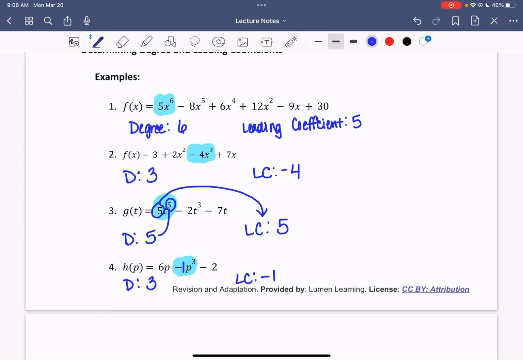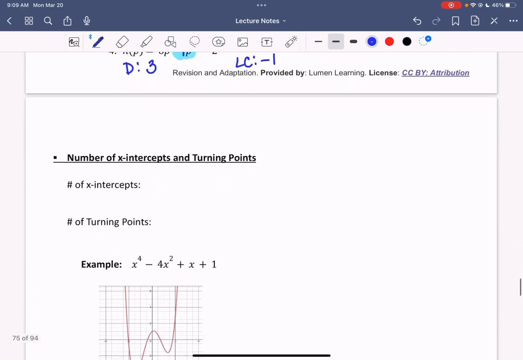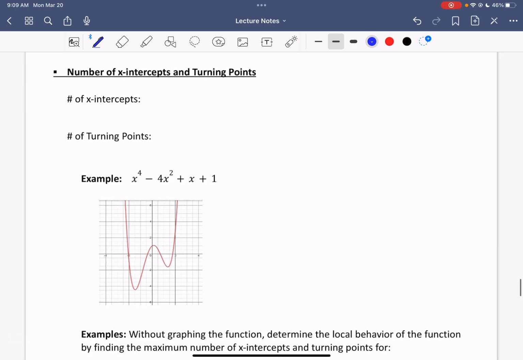Now, other things. We know that a function can be continuous. We know that a function or a polynomial can be smooth. We can find its degree. We can find its leading coefficient, its constant term. But what else can this tell us? Okay, I can identify it, but why do I need to know that? This leads us into our next part: number of x-intercepts and turning points.